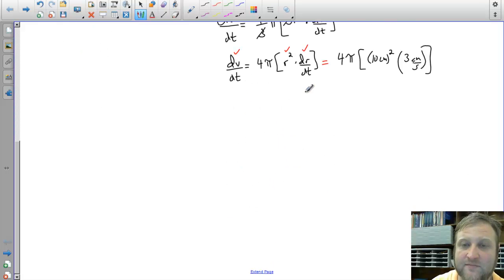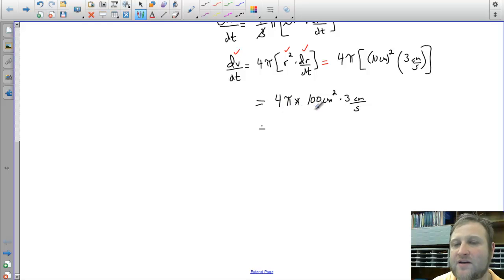Simplifying this, we're going to have a value of 4 pi times 100 centimeters squared times 3 centimeters per second. Multiplying all this together, 4 times pi times 100 times 3 will give us 1200 pi. Centimeters squared times centimeters gives us centimeters cubed.